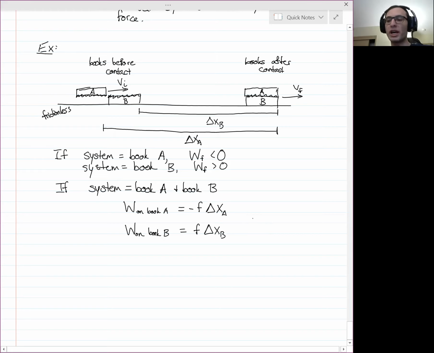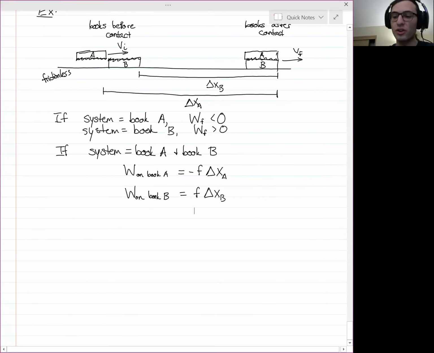Yes, Matthew, book A's work is less than 0 because it's slowing down. These are just explicit values for what the works would be here. Notice that delta XB and delta XA are both positive. These are just formulas for the work done. And the friction forces in particular, these forces are the same on purpose because they are equal and opposite pairs, right? The frictional force from B on A is equal and opposite to the frictional force from A on B.